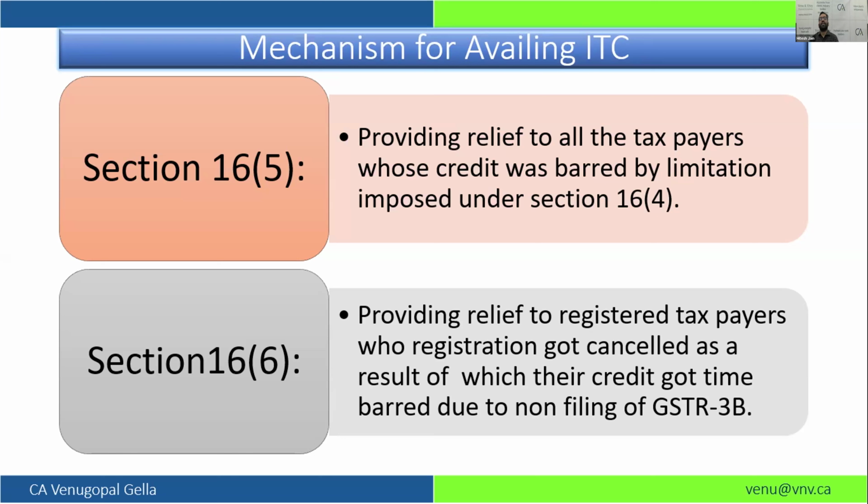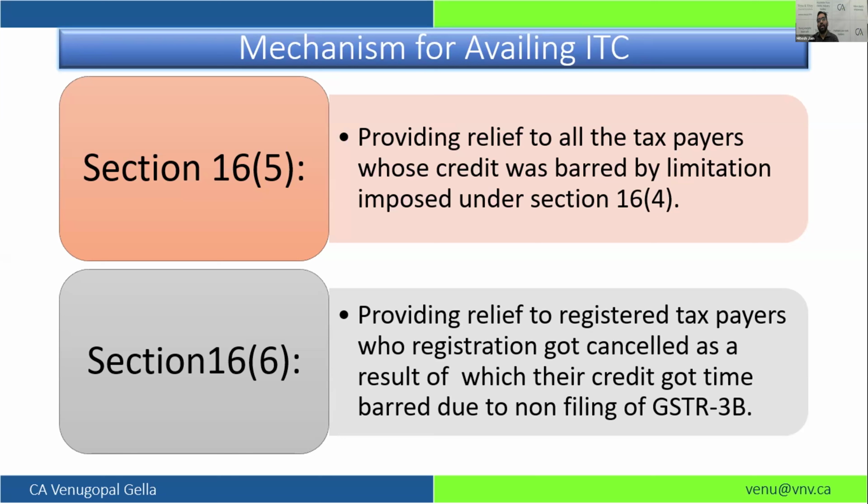Moving ahead towards 16 subsection 6. This subsection provides that in case your registration had got cancelled and due to which you could not file your GSTR 3B on time and your credit gets debarred, means your credit gets debarred because you could not file your GSTR 3B on time due to cancellation of registration. So in such cases, when your cancellation of registration has been revoked, then the government is giving you the opportunity to claim your ITC in two scenarios.